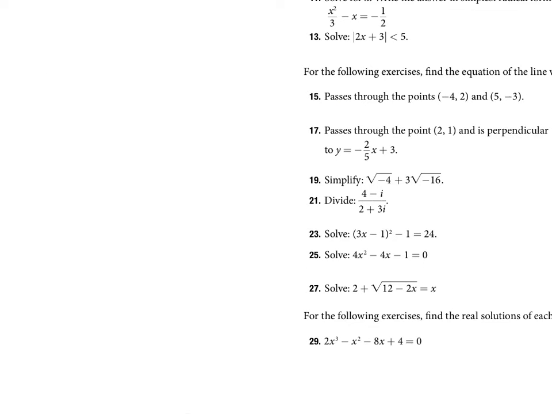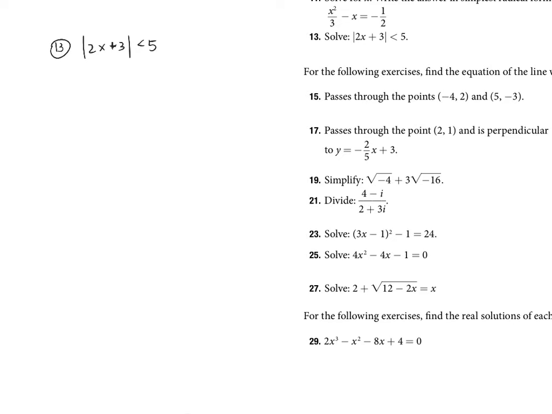All right, number 13. So for 13, we have the absolute value of 2x plus 3 is less than 5. So for the absolute value, remember the first thing you want to do is make sure the absolute value is by itself on one side of the inequality symbol. It is. And then you want to make sure you're comparing to a positive.